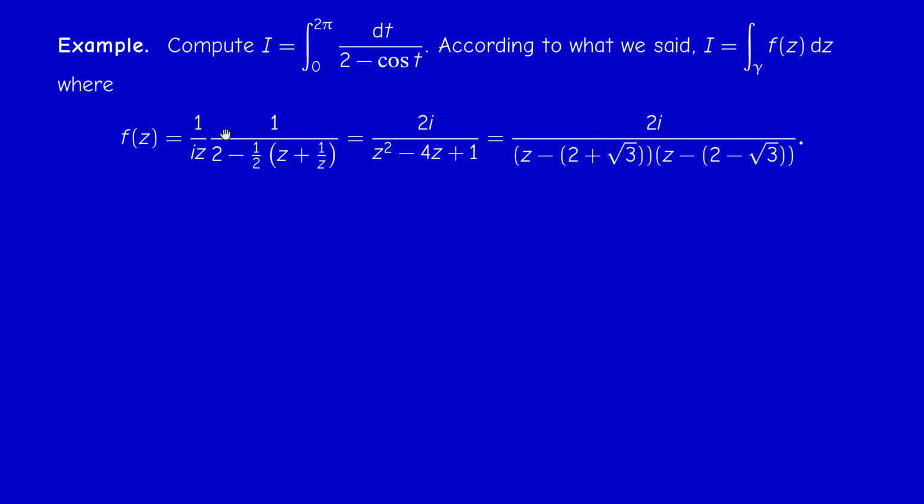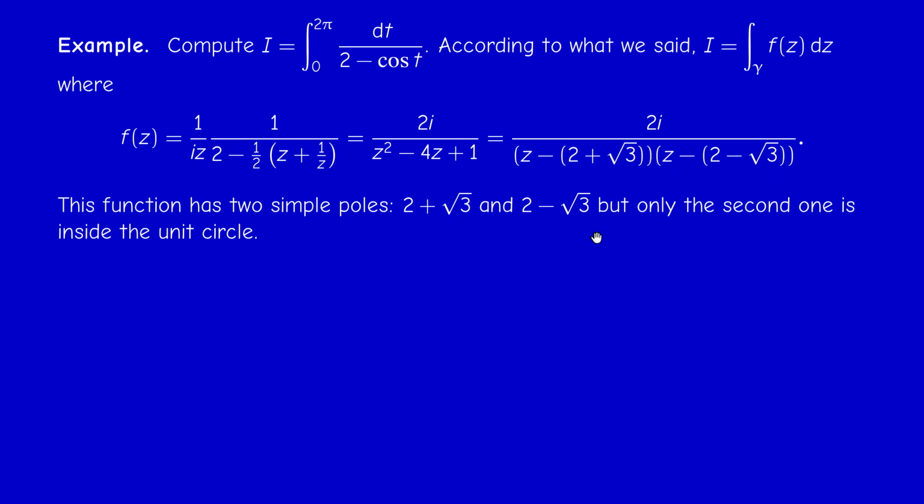So if we do these computations, we find 2i over this polynomial. And how to integrate that? We need to factor it. So we find two real roots, which are 2 plus radical 3 and 2 minus radical 3. And we need to integrate over the unit circle, right? So we look at the residues. Only 2 minus radical 3 is inside. The other one is outside.